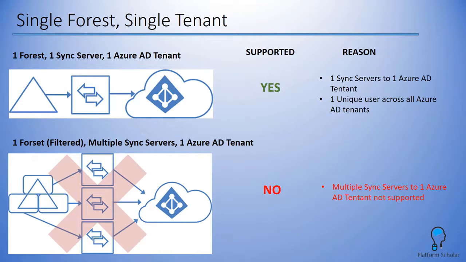From the boxes on the forest, we can see that we're attempting to filter the users or objects so that some go to one sync server, others to another, and then the rest to the third. And this by itself is not a problem, but now all sync servers want to write to the same Azure AD tenant. And as we've discussed, this is a no-no. There must be a one-to-one relationship between sync server and tenant. So this violates the rule that you can't have multiple sync servers writing to the same tenant.